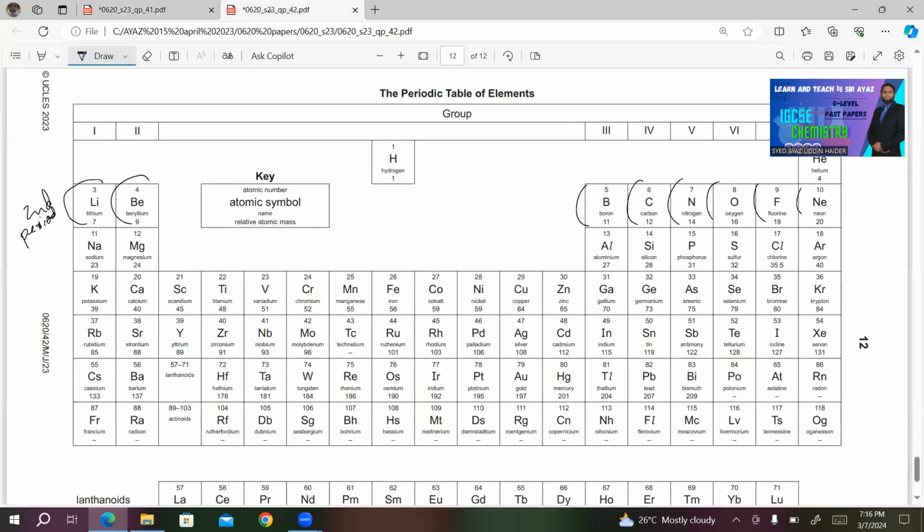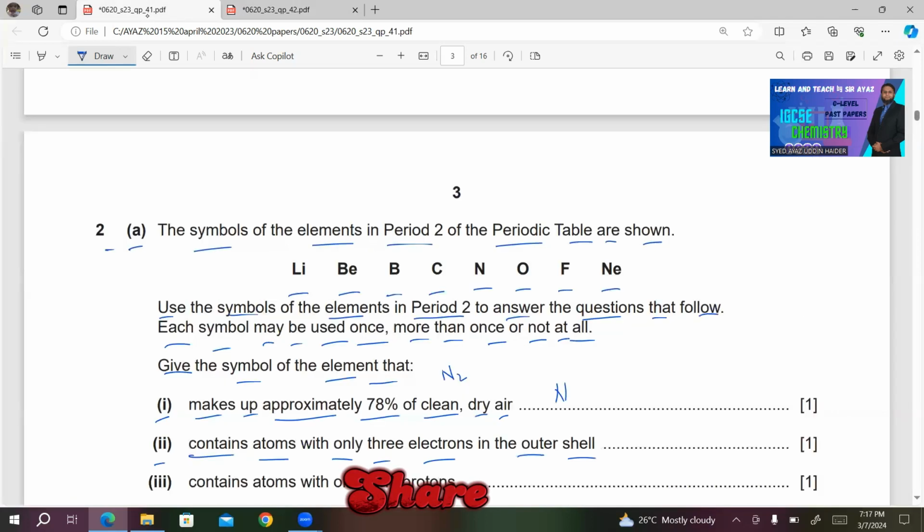Coming back to this periodic table, you can clearly see that in the second period you have boron, which is an element which contains 3 electrons in its valence shell because it is in group 3. Group 3 means it must have 3 valence electrons. So you can write B here.